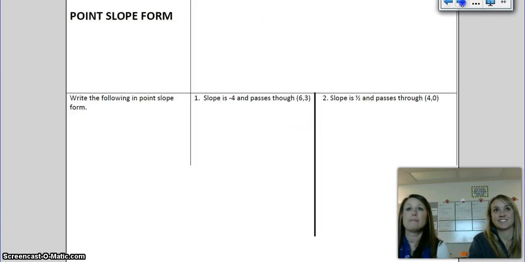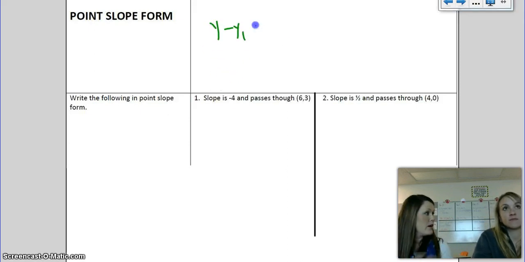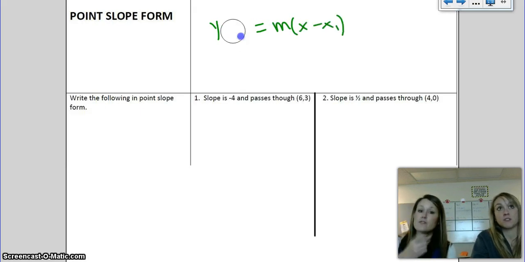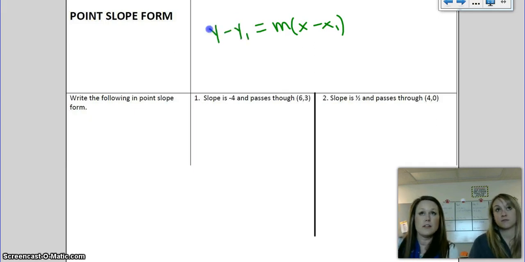Quick review of that. Okay, now we're talking point-slope form. Point-slope form is y minus y1, and I've been super proud of some of my kids who have got these memorized by heart. Foldables are super helpful. I bet they're dreaming in point-slope form.